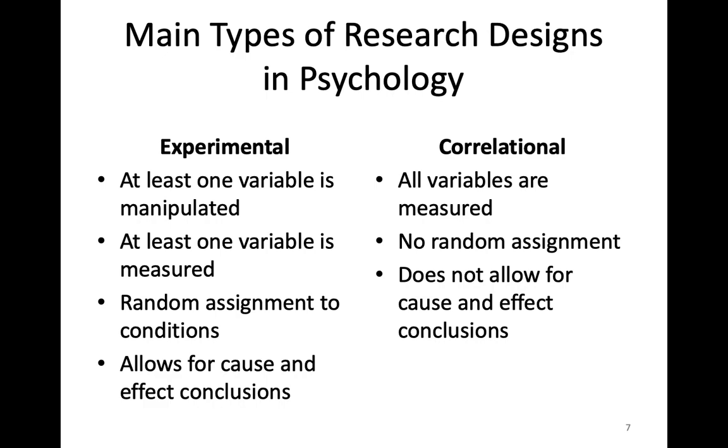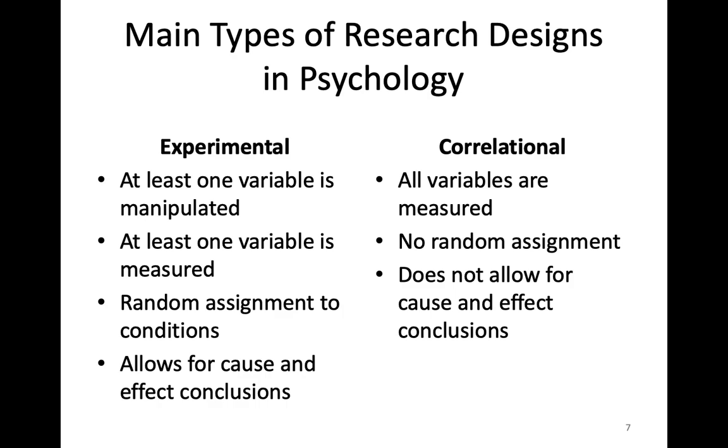Now, in a correlational design, all variables are measured. One example is just to have a survey where we ask people, how much do you highlight, and how did you do on the last exam? There's no random assignment. We're not trying to control what people do. We're just looking more or less at their natural behavior.